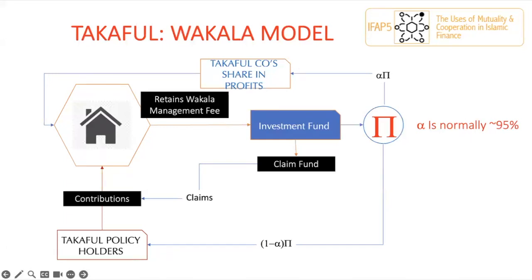So 95% of the profits generated by the investment fund go to the takaful company, and only a small share, 5%, goes to the policyholders. Again, yes, there is an improvement in mutuality, but there is disproportionate benefit to one party and the other party receives only very marginal benefits from this.